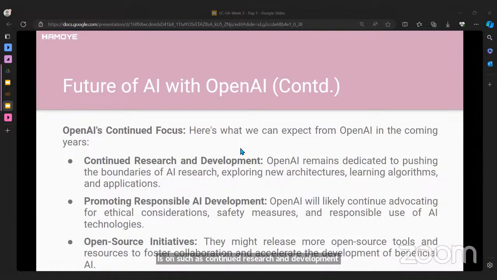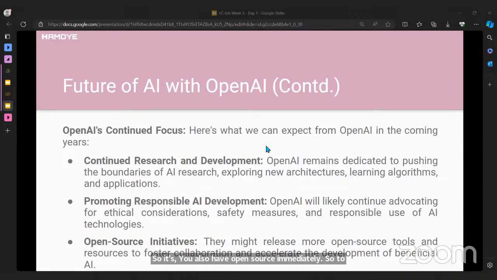Right, so OpenAI is committed to advancing AI technology by exploring new models, algorithms, and applications that could enhance various industries, promoting responsible AI development. Ethical consideration remains at the core of OpenAI's mission. The organization advocates for the development of AI in a manner that is safe, ethical, and aligned with global welfare. They also have the open source initiative.